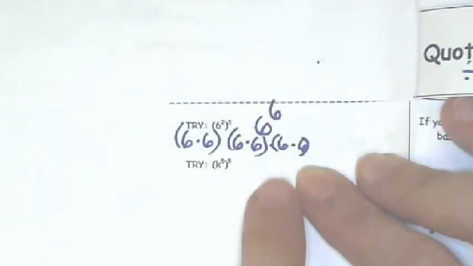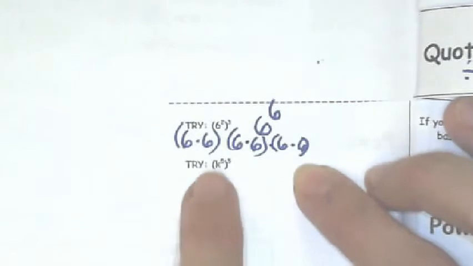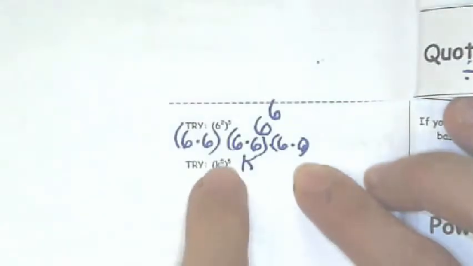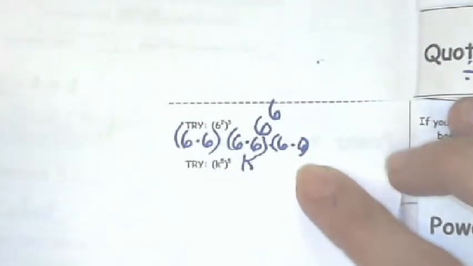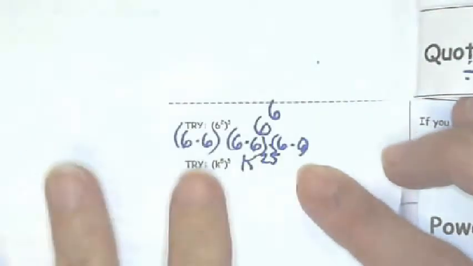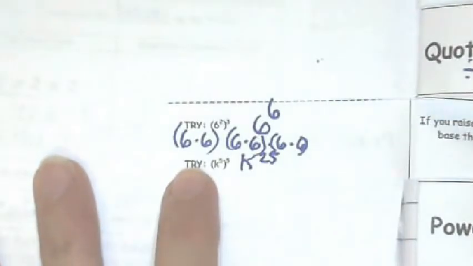And then right here, we write the base as k. I've got k to the 5th raised to the 5th. So it's a power raised to a power, and all you have to do is multiply the exponents. 5 times 5 is going to be 25, so that's k to the 25th. So that's power of a power.